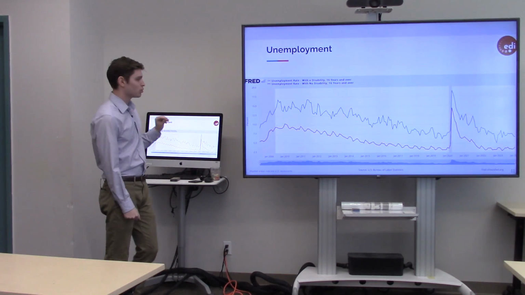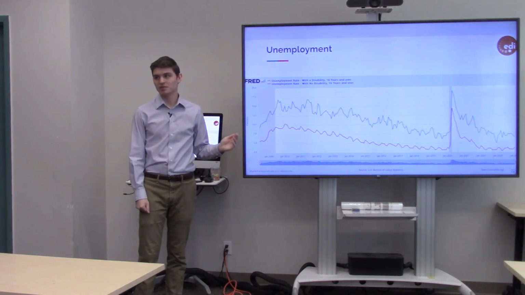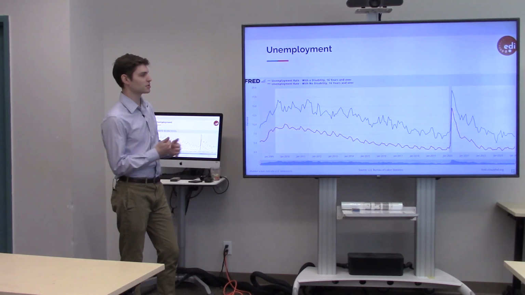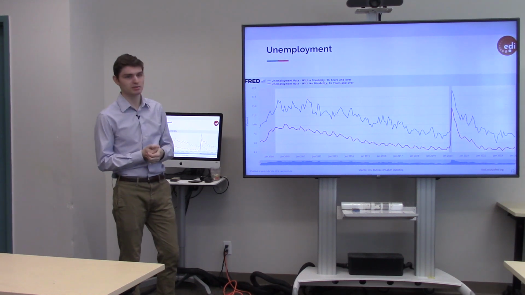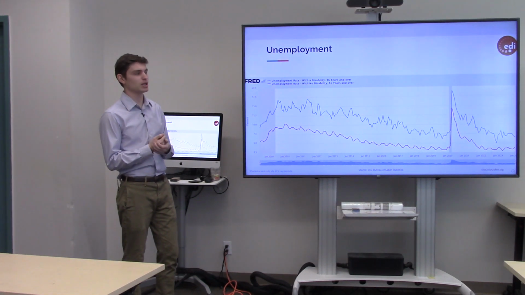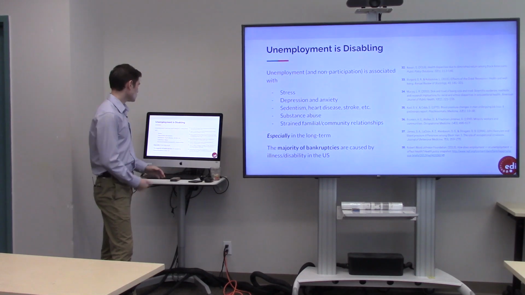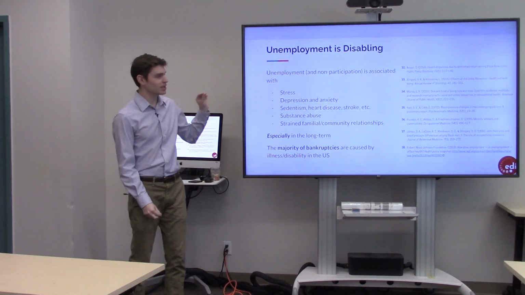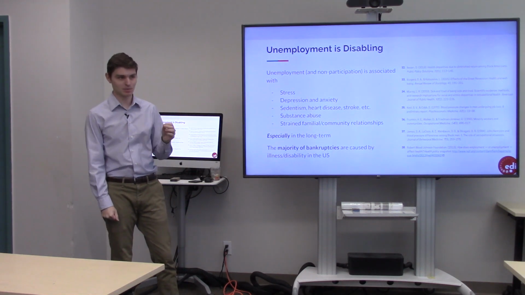And then this is the unemployment rate, and we routinely see it's usually about twice as many, as a percent of the population, twice as many people that are unemployed. So they want work, are looking for work, but are not able to find it. So, returning to that earlier point I made, I think it's really important to recognize that unemployment is disabling.